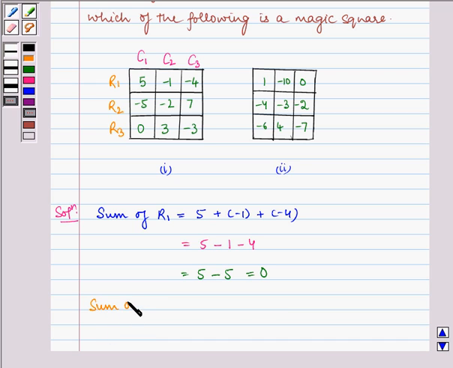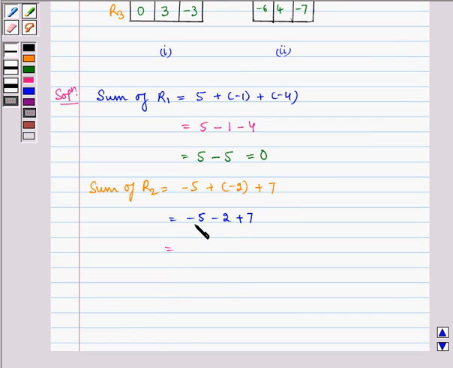Similarly, sum of R2, again adding up all the integers in row R2, we get minus 5 plus minus 2 plus 7, which is equal to minus 5 minus 2 plus 7. Again minus 5 minus 2 will be equal to adding up the absolute values of minus 5 and minus 2 and assigning the minus sign to it. So we get minus 7 plus 7, which is equal to 0. Now, sum of R3 is equal to adding up all the integers in row R3, we get 0 plus 3 minus 3, which is equal to 0.